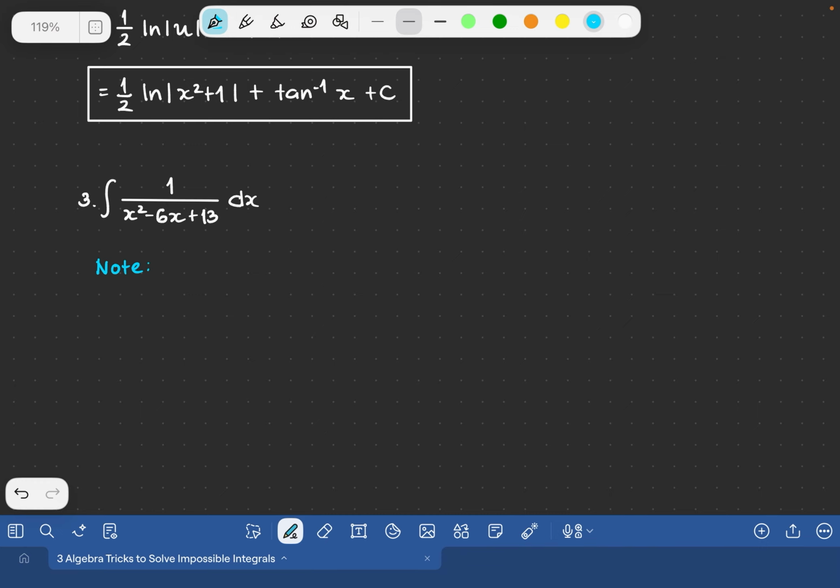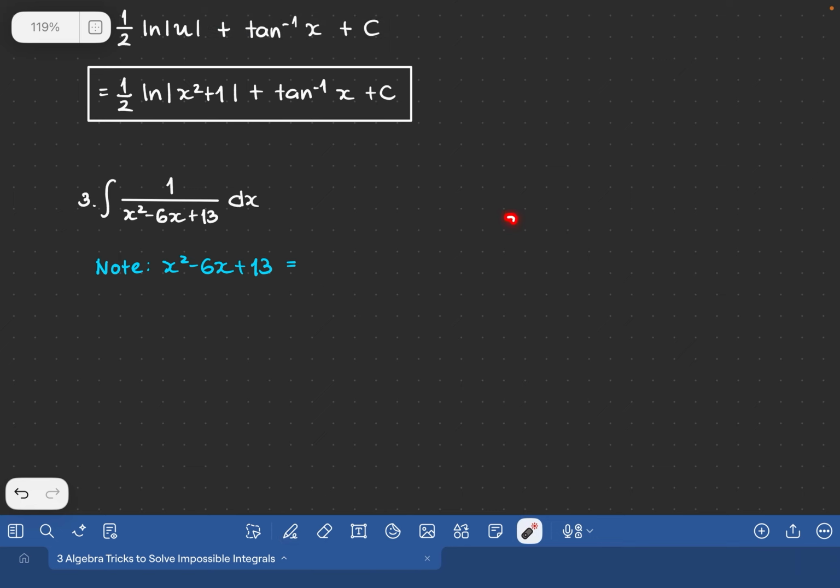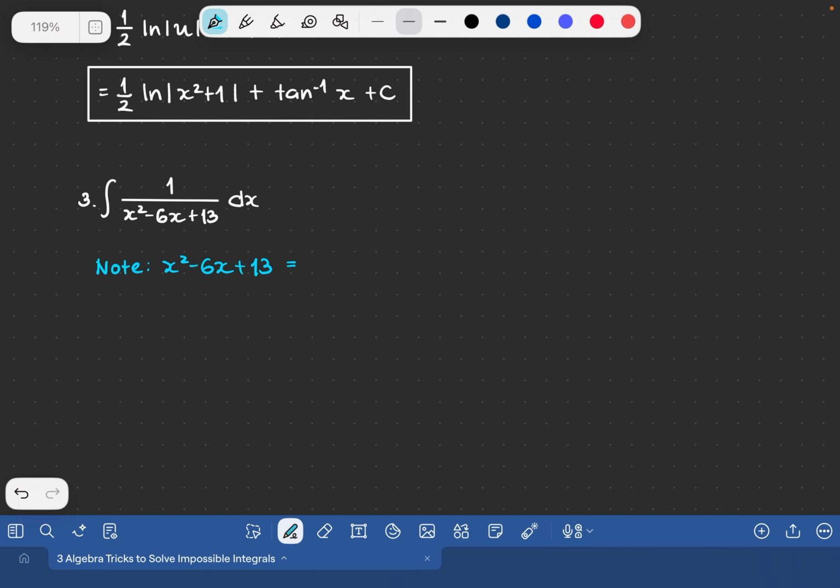So note that x squared minus 6x plus 13, by completing the square, tells us that if you have a quadratic expression, let's say ax squared plus bx plus c, wherein a here is positive, then if you add and subtract b squared over 4a, you could eventually convert this thing into a perfect square trinomial. Okay, so I hope you were able to catch that one down.